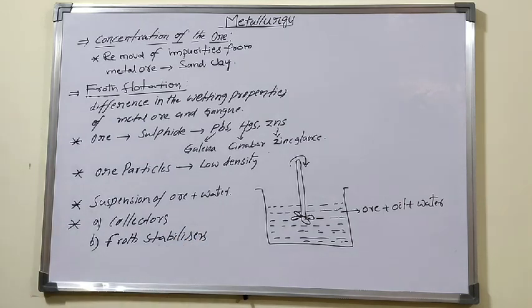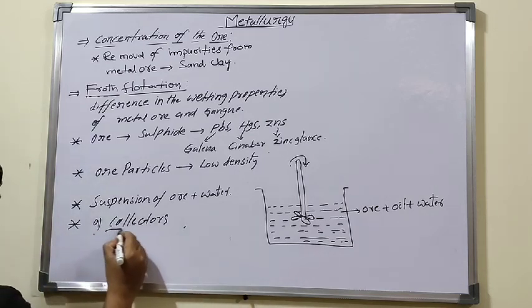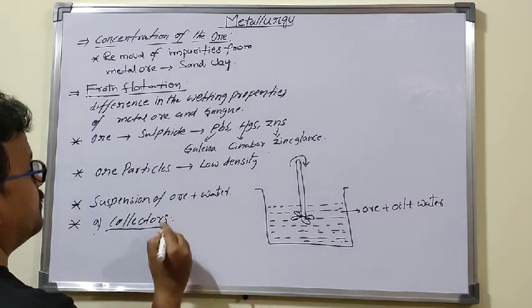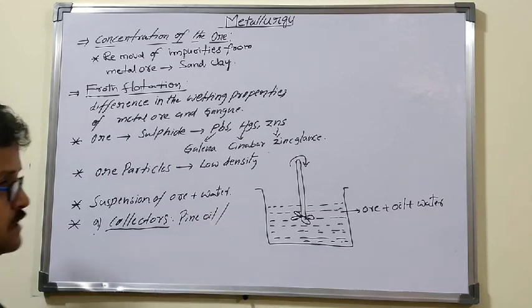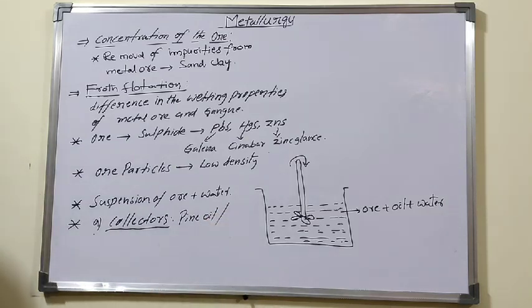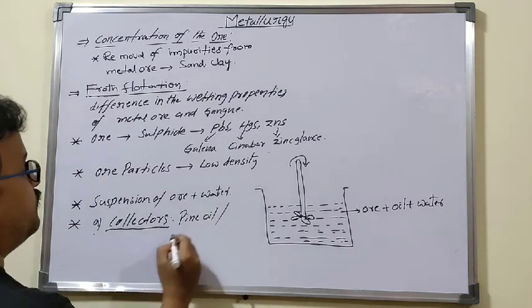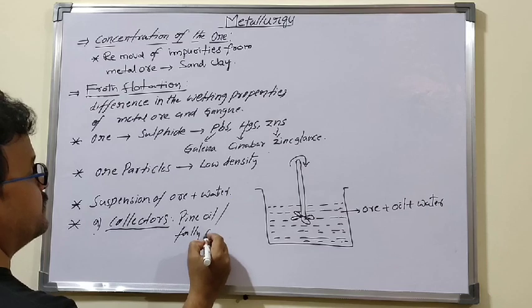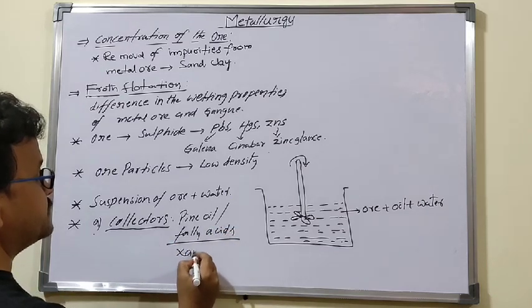So a suspension of ore and water is added, along with collectors and froth stabilizers. What are the collectors we are using here? Collectors like pine oil, or you can use olive oil, camphor oil, whatever it is. Pine oil, fatty acids and xanthates.